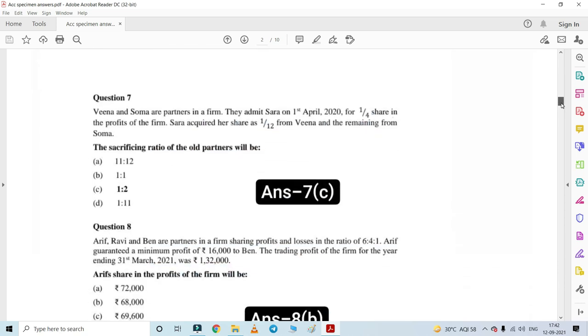Now question number 7 is, Veena and Soma are the partners in a firm. They admit Sarah for 1/4 share in the profit of the firm. Sarah acquired her share as 1/12 from Veena and the remaining from Soma. So here the options are 11 is to 12, 1 is to 1, 1 is to 2 and 1 is to 11.